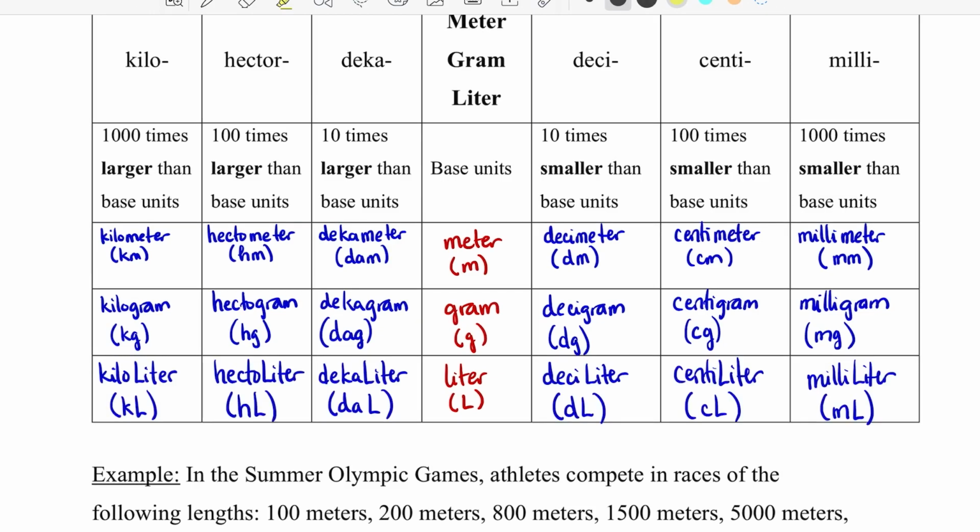The most common units used for length are kilometer, meter, centimeter, and millimeter. The common units used for mass are kilogram, gram, and milligram. The most common units used for liquid volume are liter and milliliter.